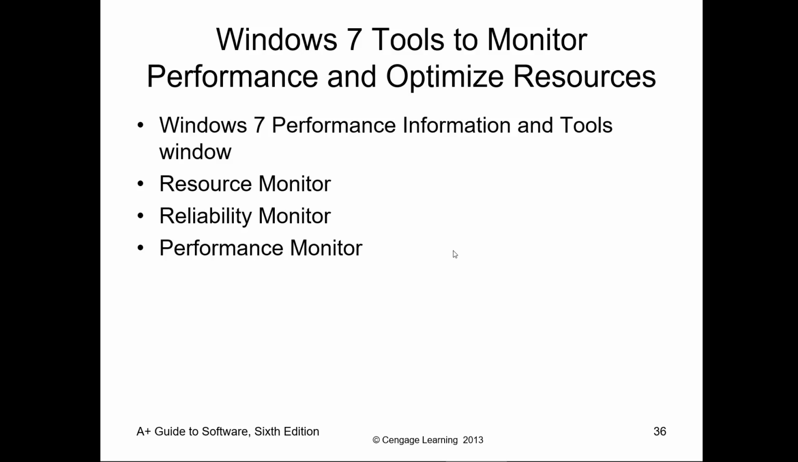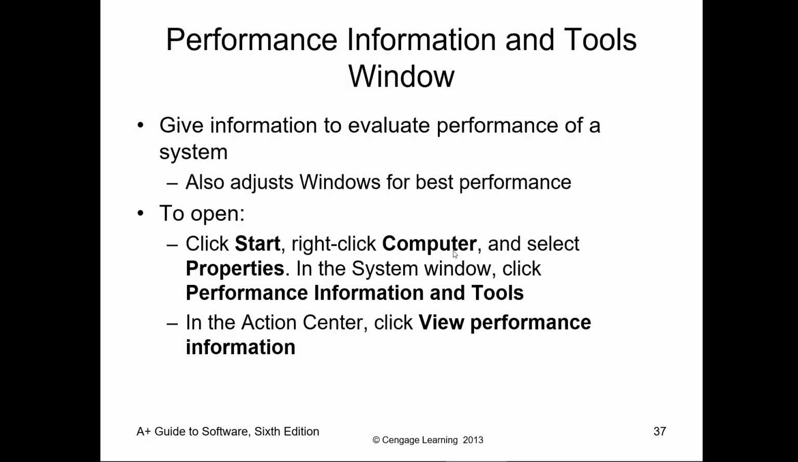Moving on, Windows 7 tools for monitoring performance and optimizing resources: Resource Monitor, Reliability, and Performance Monitor. Resource Monitor we touched on with Task Manager. These tools will give us information to evaluate overall performance. You can go to a computer's properties and look at the performance information and tools, or you can go to the Action Center and look at performance information.